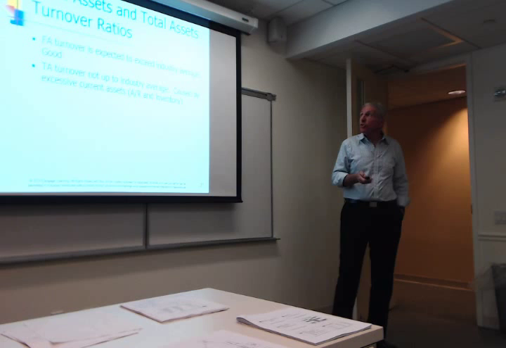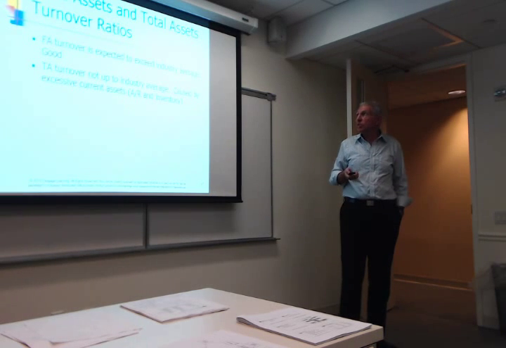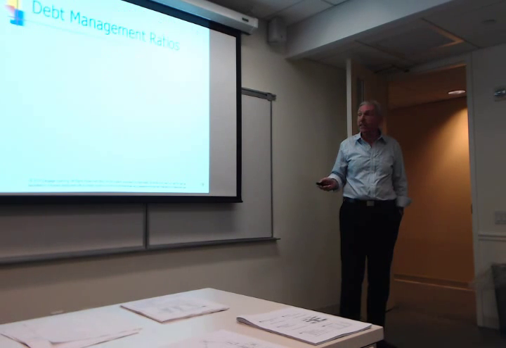So, the fixed asset turnover is expected to exceed the industry average. That's good. But the total asset turnover, because of our excessive current assets, is below the industry average.